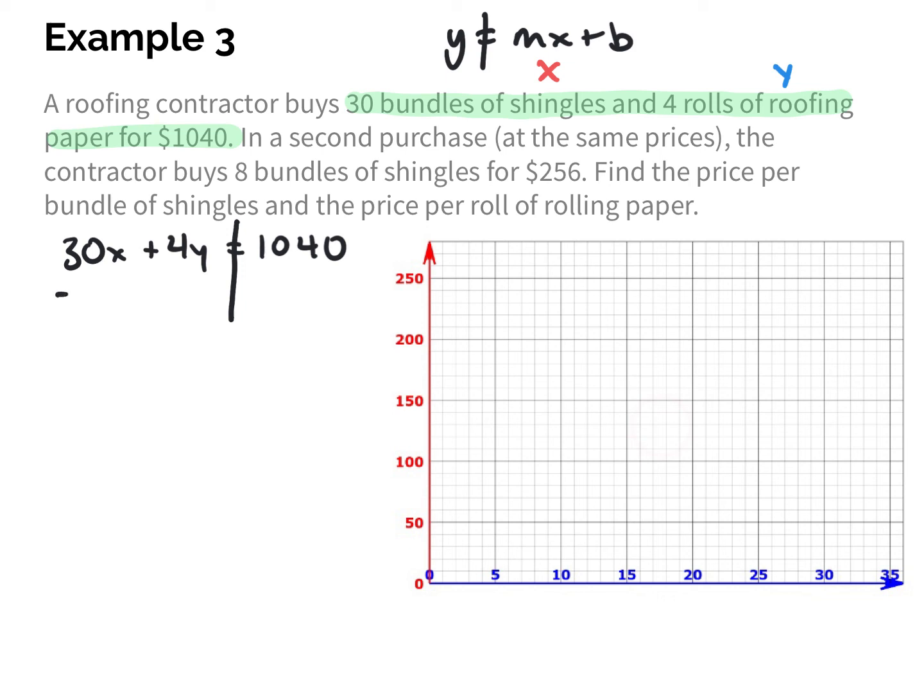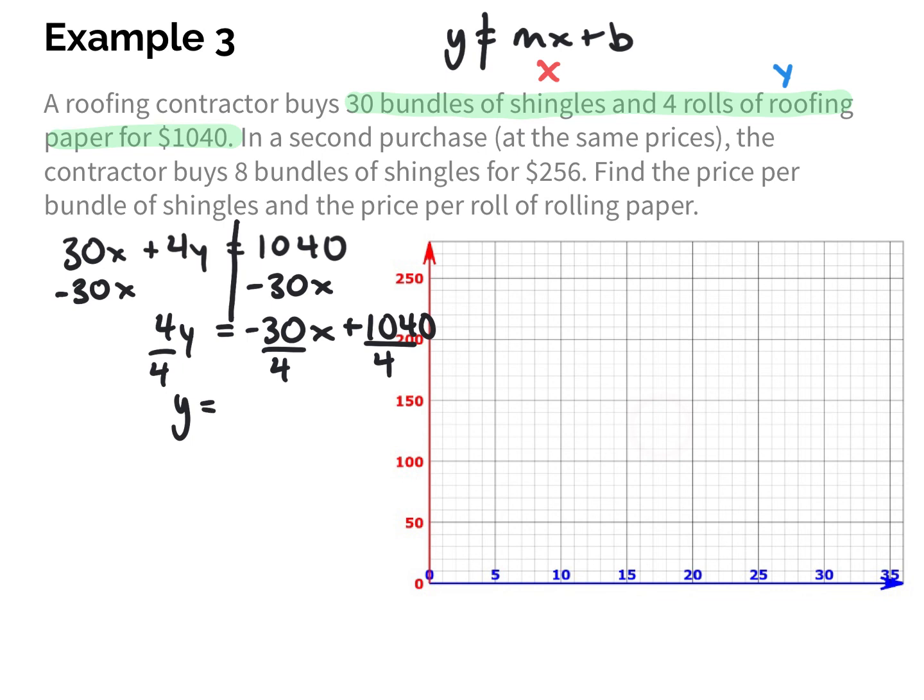To do that, I've got to first get rid of the 30x. I'm going to do that by subtracting 30x. What that would give me is 4y equals negative 30x plus 1,040. I wrote it like that just to keep things in the right order. And then lastly, I would divide both sides by 4. And on the right side, I want to divide everything by 4.